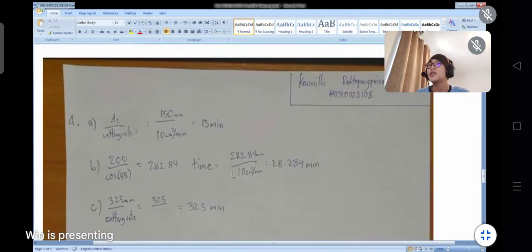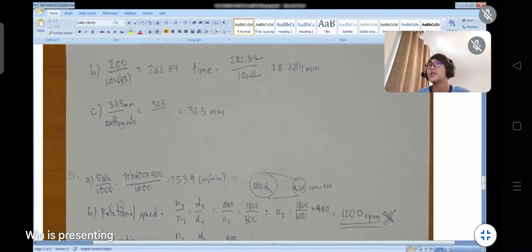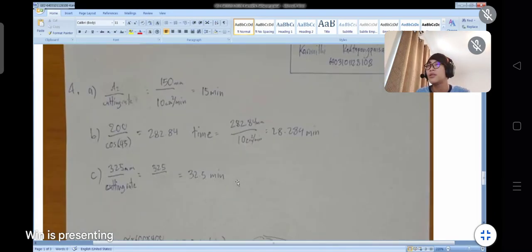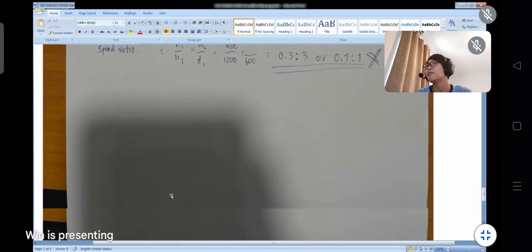Onto the next page. I didn't finish all of them, but I did most of them. There are a total of 7 questions, but I only did up to 5, so 6 and 7 will not be answered.